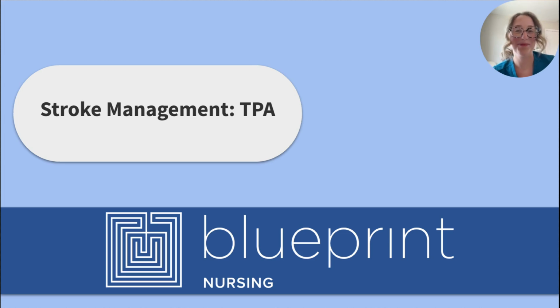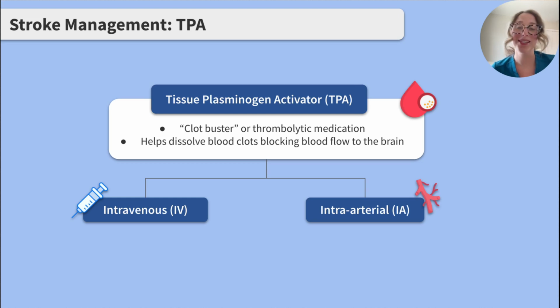Let's get into it. So what is TPA? TPA stands for Tissue Plasminogen Activator. It is a medication sometimes referred to as a clot buster or a thrombolytic agent. Thrombolytics are used to help dissolve clots, like in cases of pulmonary embolism and DVTs. They're often used in cases of acute ischemic strokes, since the clot is blocking blood flow to the brain.